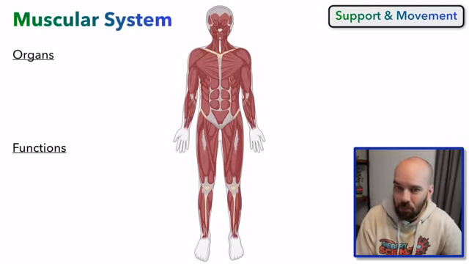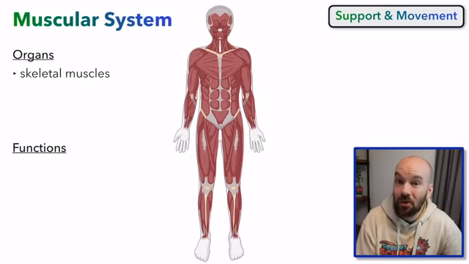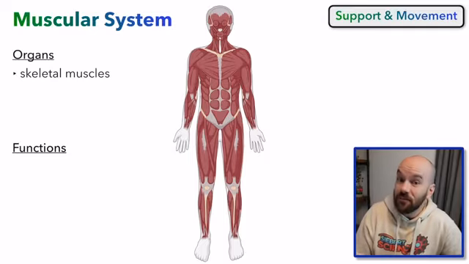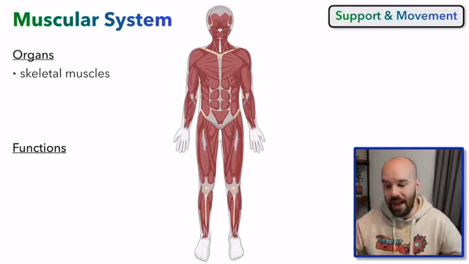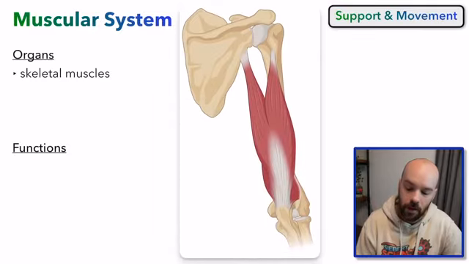The organs, pretty much the only organs, are the skeletal muscles. Of course, we've got a lot of different skeletal muscles that cause different movements and actions throughout the body, but skeletal muscles is the main one. Here's an example of a skeletal muscle. This is going to be your tricep muscle.